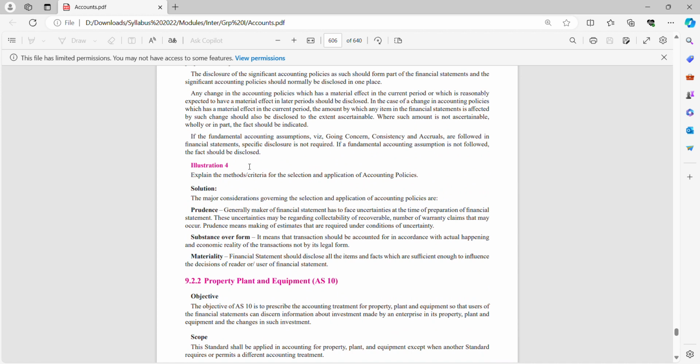Accounting standards are a little important. They are important for 20 to 25 marks. You can get a direct question: write a short note on accounting standard 1, accounting standard 10, or else you can get MCQs, you can get one word, you can get small answers. You can get numerical problems. Accounting standards are very, very important.